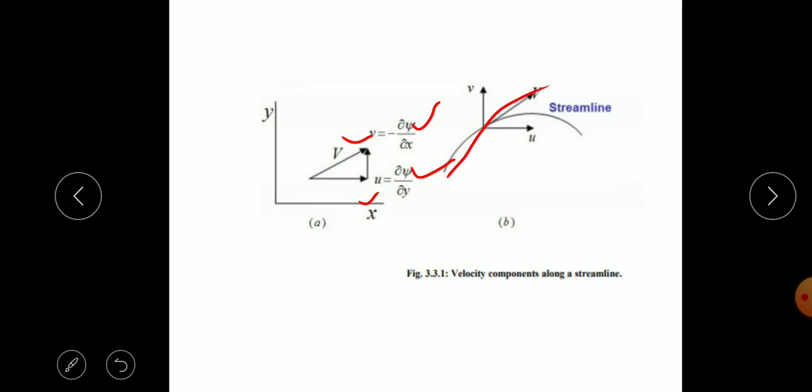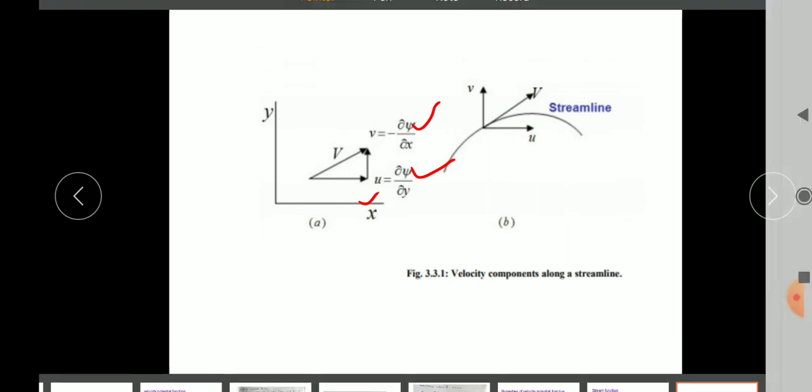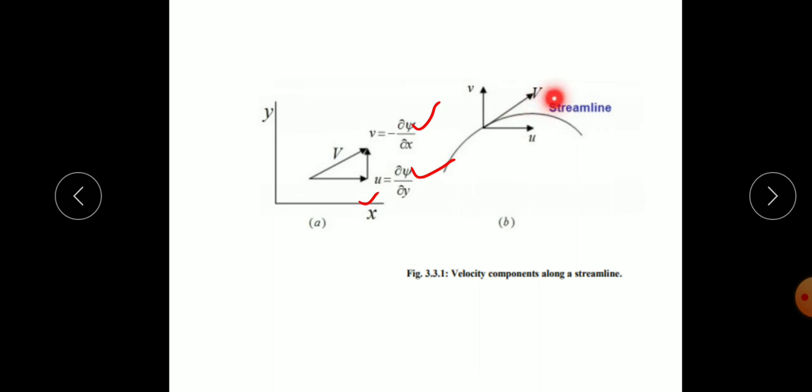So we know the streamline is tangent to the velocity vector v. So we can resolve it in the two dimensions u and v. So we can obtain from the stream function the values of u and v. So we have considered psi is a function of x, y. So differentiation of psi with respect to x is v, and with respect to y is minus u.